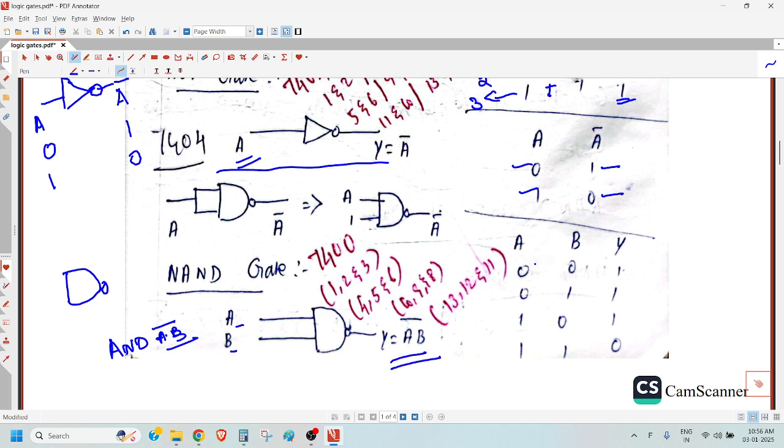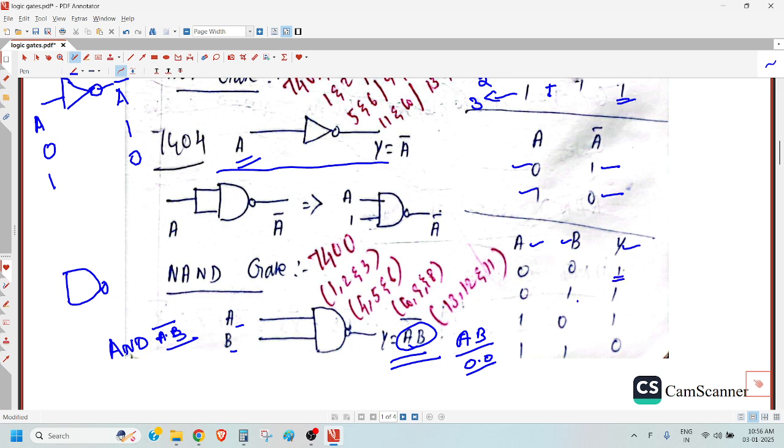So we can now discuss the truth table A, B, Y. First you have to do 0 into 0, that will come for AB. First you take AB, 0 into 0, you will get 0. But I already mentioned it's a NAND gate, so bar. So if you are getting 0 as your output, you have to convert it for NAND, and it will come as 1.